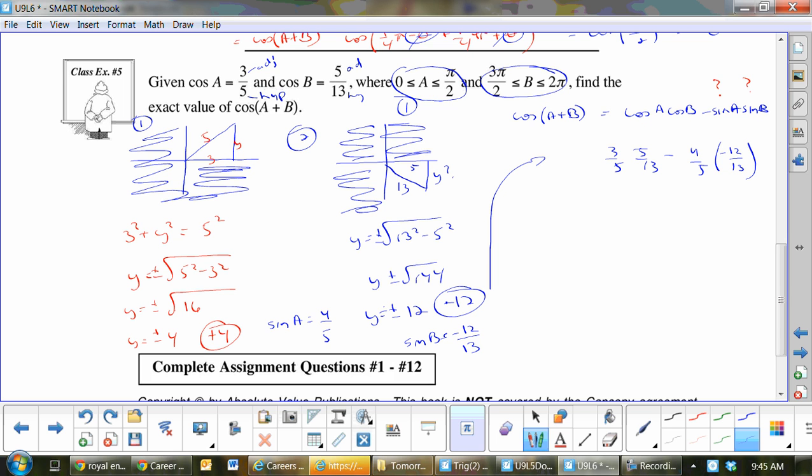Okay, so then I've got 3 times 5 is 15 over 65. And that's going to be a minus. I can just do this. Minus, it's 4 times negative 12, negative 48 over 65. So that's 15 minus negative, so that's 15 plus 48. So that equals 63 over 65.